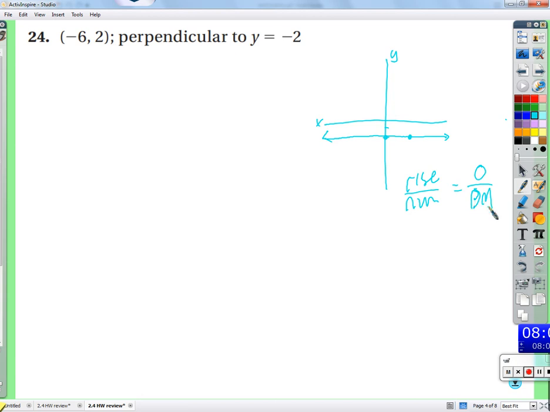Rise over run, 0 over anything, because anything that divides 0 winds up being 0. So this is a slope of 0. Okay? Let's look at the line. What kind of line would be perpendicular to this line? A vertical line. X equals something. Excellent. Let's just look at the graph. This is a vertical line that has to go through this point.